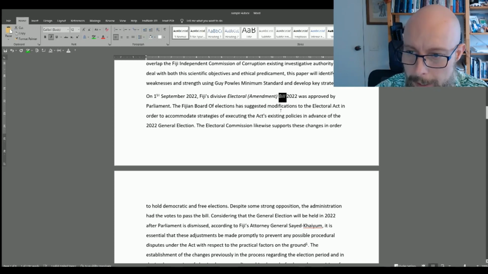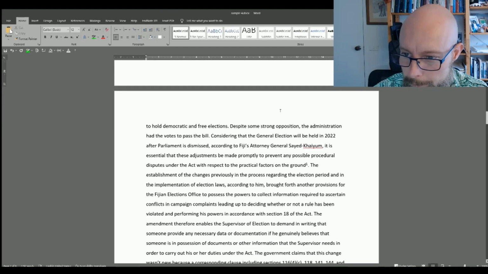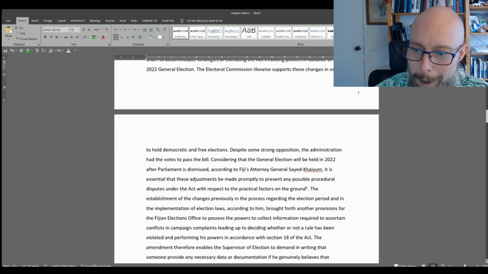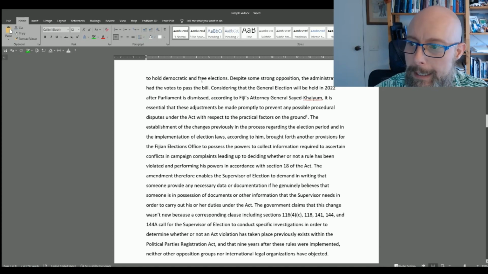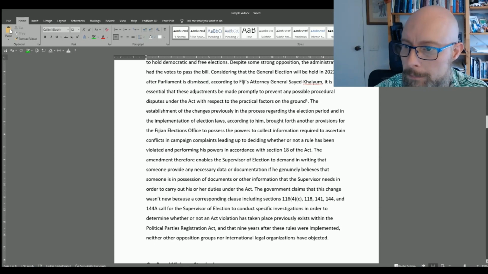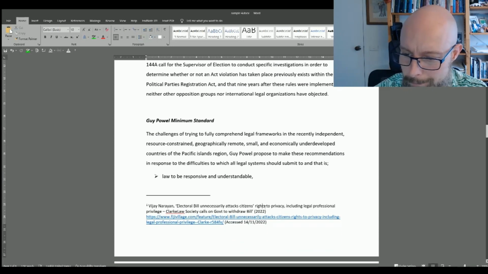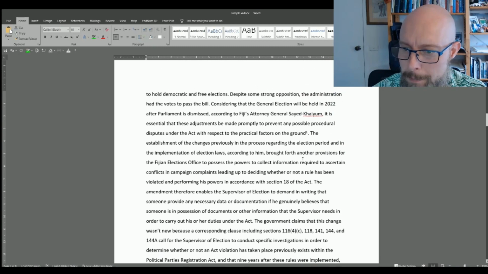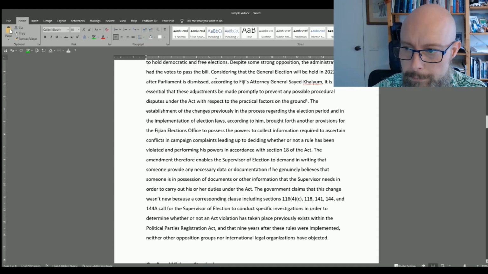Was approved by the Fiji Parliament. Okay, Board of Electors suggested this. Again, why is that relevant? This is the bill. This is what the bill says. This is why it's problematic. Whatever. Okay. Administration had votes to pass. We don't care about the votes. It's essential these adjustments be made. Okay. Who said that? Somebody in Fiji Village. So we've got an online paper that said a thing. Somebody in an online paper said a thing. Okay. And what?